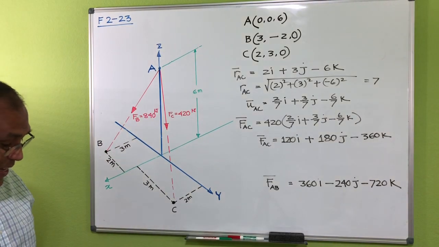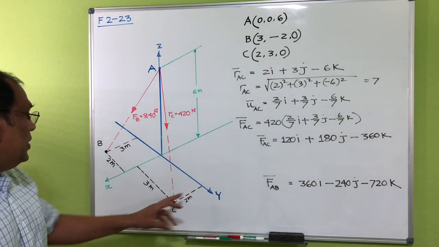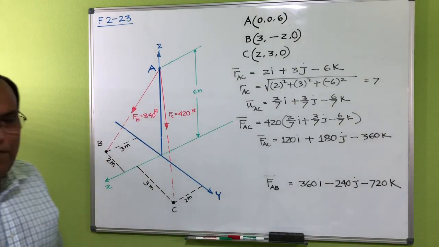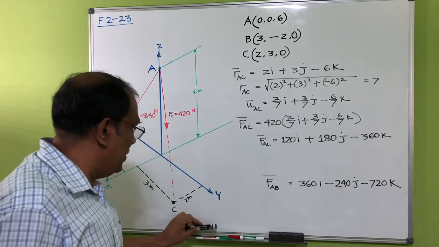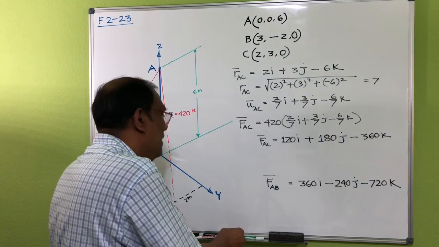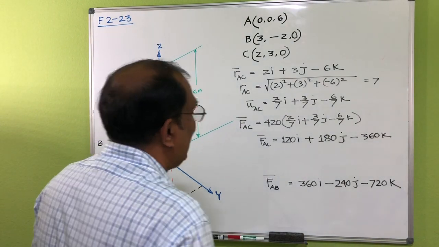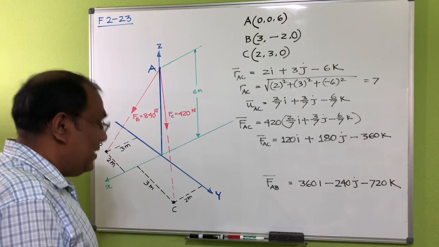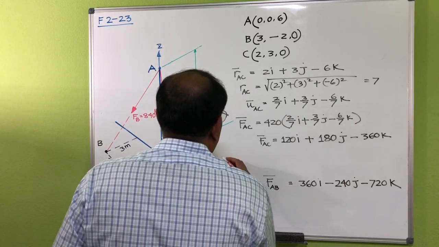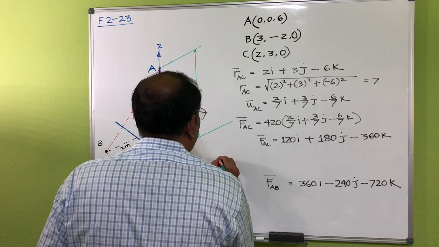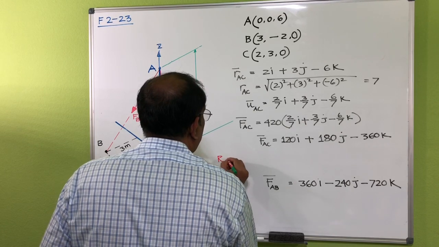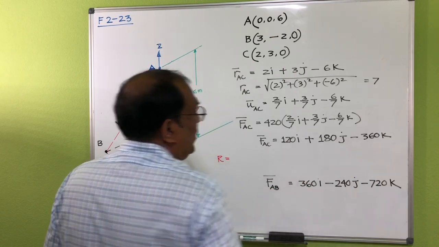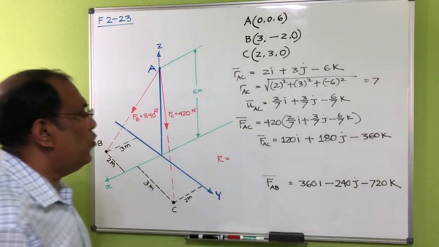So I already have both of these vectors here and here. Now if I want to find the resultant of these two vectors, I have to just add the i term, j term, and k term. So the resultant vector would be 360 plus 120, that's 480i.